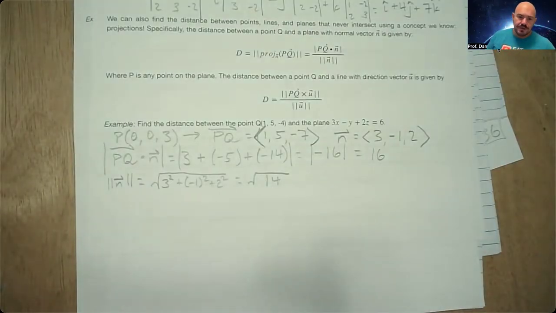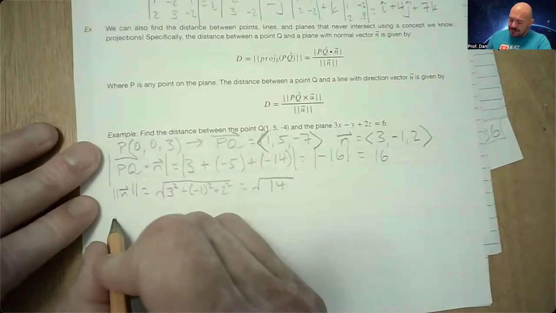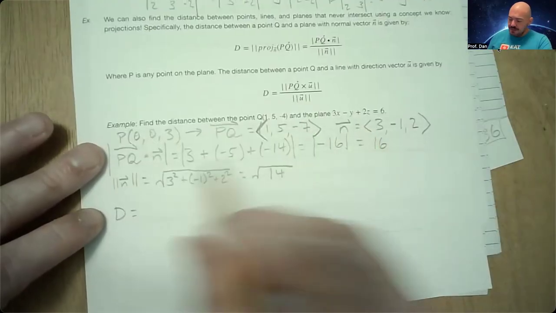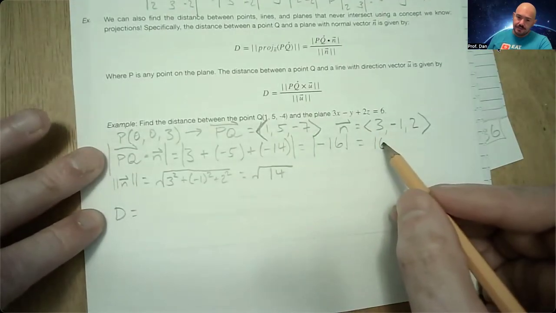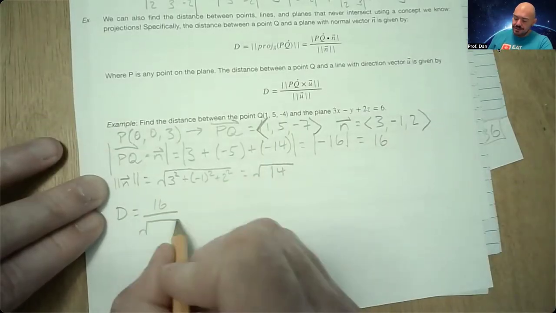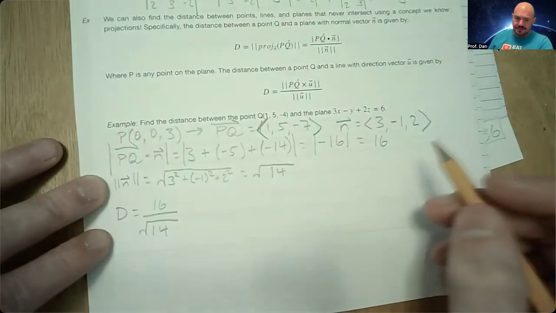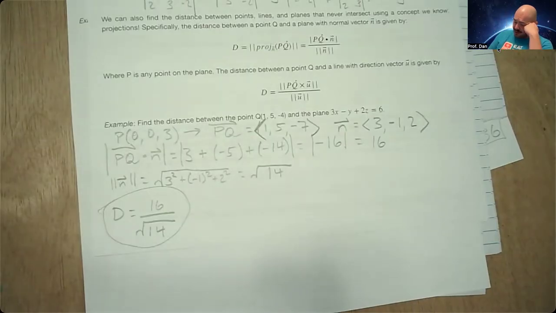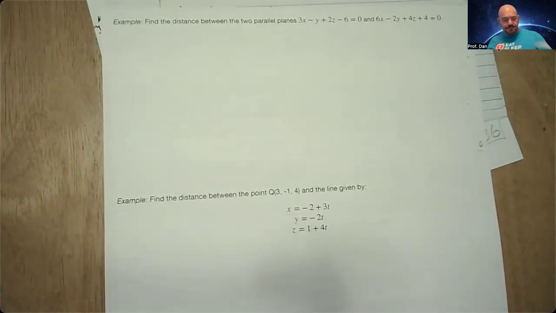Okay, so now to answer my question, the distance between this point and this plane is going to be the absolute value of my dot product, 16, divided by the magnitude of the normal vector, square root 14. And with a little quick math, that's going to be a little bit more than 4 point something. All right, moving on to another example.